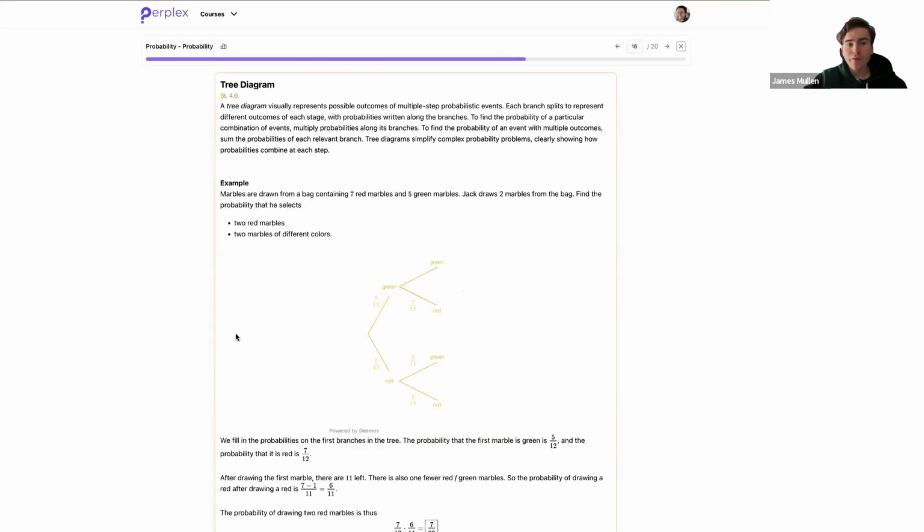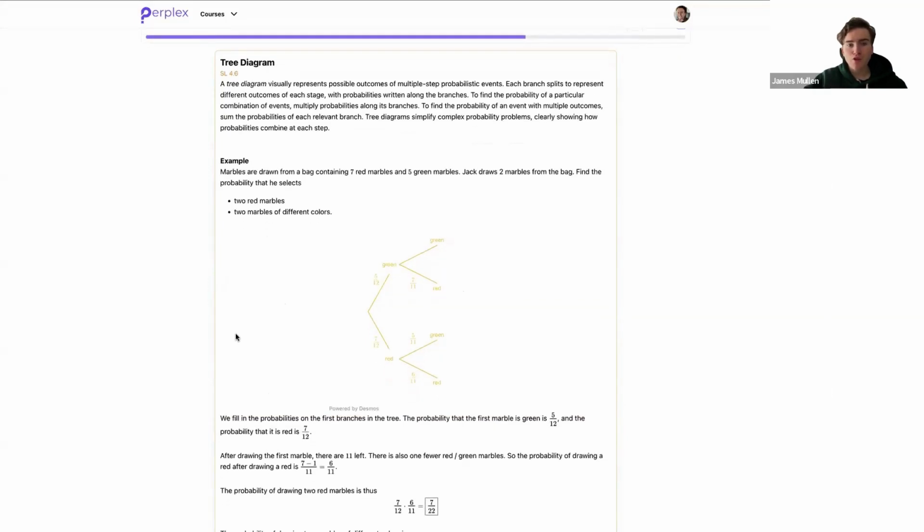Now, it's often very helpful to represent these with what we call a tree diagram. It's a very powerful visual representation for multi-step probabilistic events. It's not just a tool you can use, it's a visual that the IB is going to expect you to be familiar with. You might have a question that shows a tree diagram for you to fill in.